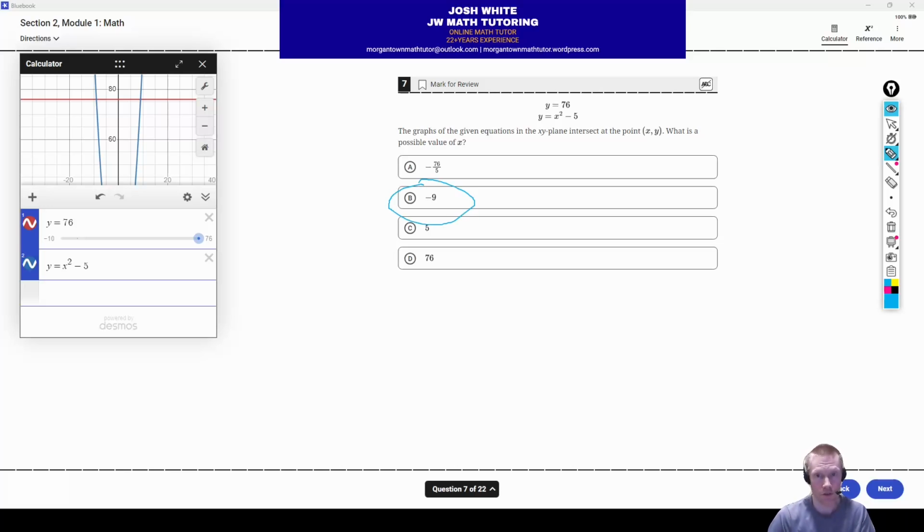Now, here's how you could actually solve this algebraically. Just do substitution. Replace the y in the second equation with 76, and then solve that quadratic equation for x. Add 5 to both sides. 81 equals x squared. Square root both sides. Don't forget the plus or minus. X equals plus or minus 9. And again, you would look up in the answer choices. Do I see positive 9? Do I see negative 9? I only see negative 9, so that's the correct answer.